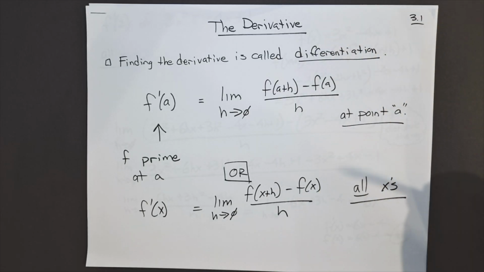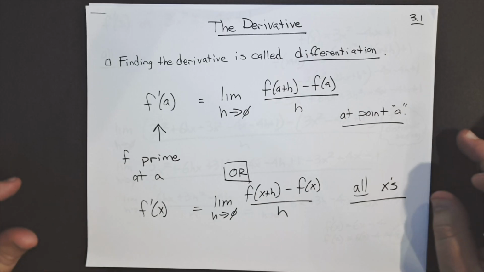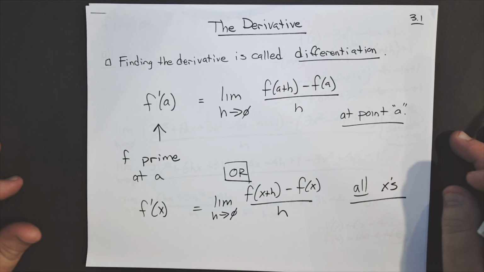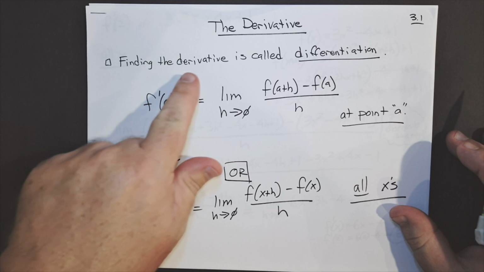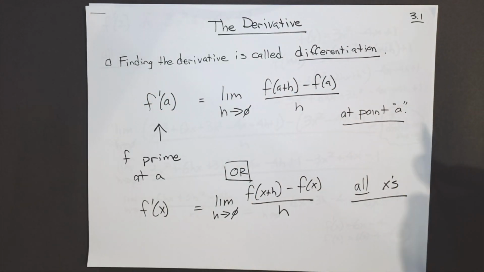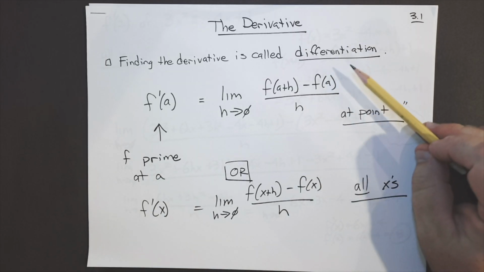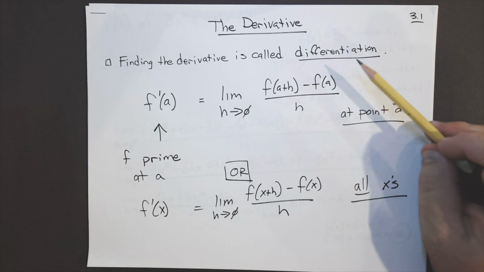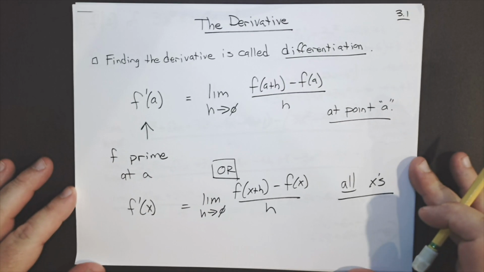We're in section 3.1. This is all about the derivative, and this is how we define the derivative, the official way, if you want to think about it like that. I want to make sure that we get this new vocabulary word, which is called differentiation. That's the process of finding the derivative. So if we say we're going to differentiate a function, it means we're going to find the derivative of that function. There are two ways to do it.